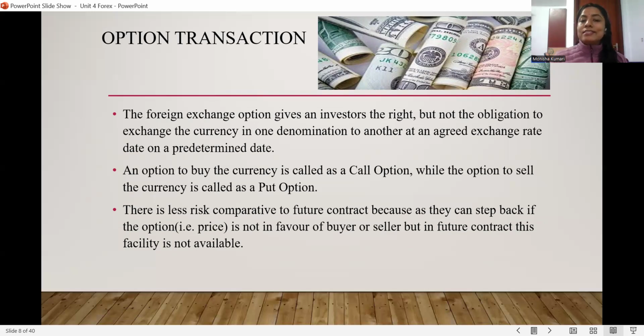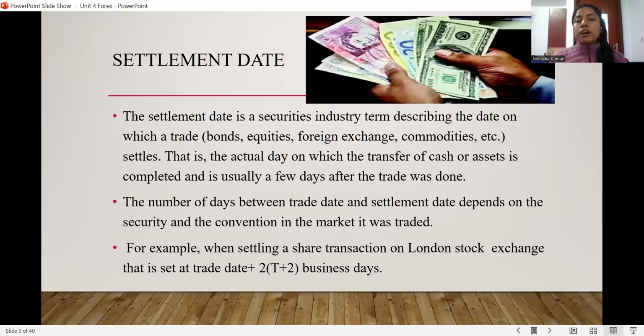There is very less risk compared to the future contract, because the option is given. If any investor wants to back out, in that case, he can just take a step back, if that rate is not in the favor of the buyer or seller. But in the future contract, this back out option is not available. So these were the foreign exchange transactions: swap transaction, forward transaction, future contract, and the option transaction. Now we will be seeing the detailed version of the settlement date.